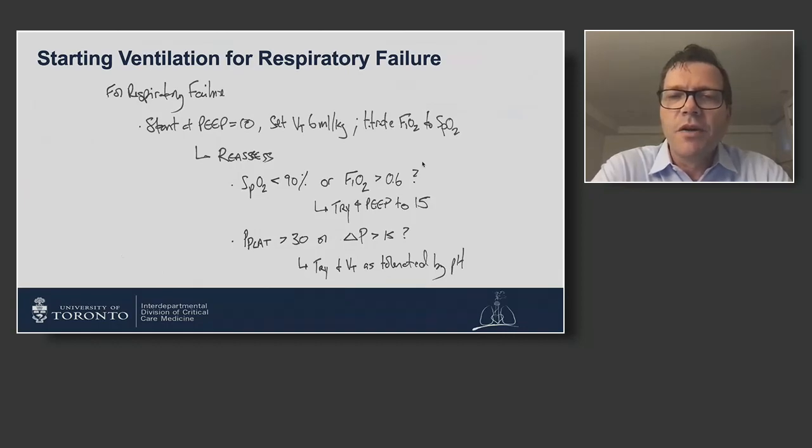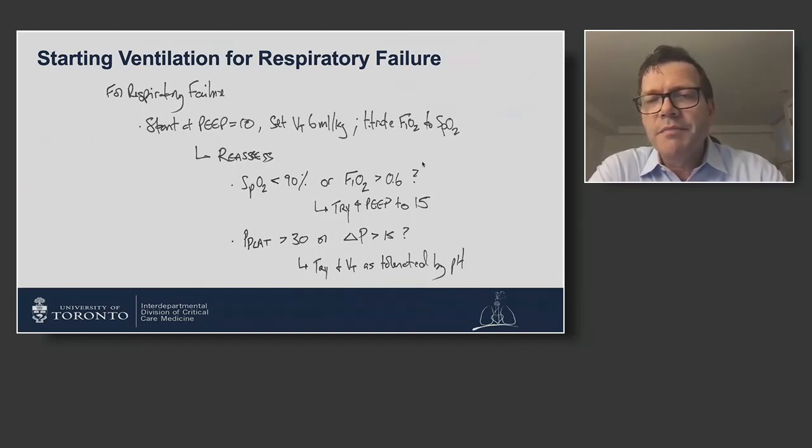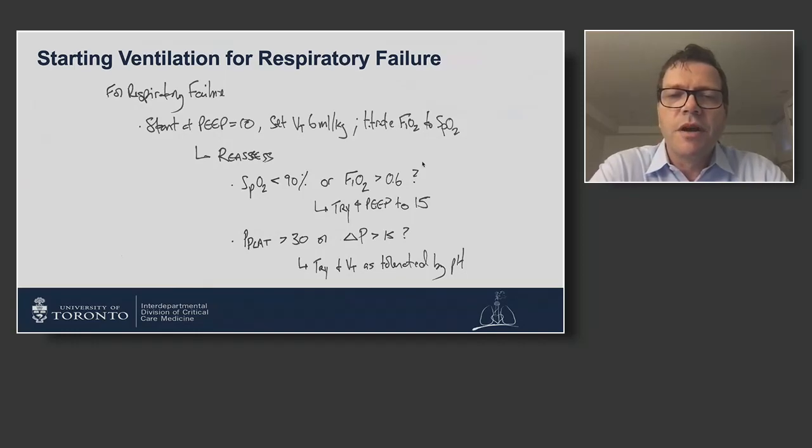Is the saturation very low or the FiO2 very high? Well, then maybe you want to try going up on the PEEP a little bit. And also check the plateau pressure and the driving pressure. If they're very high, above these thresholds, try lowering the tidal volume a little bit as tolerated by pH, to see if you can get yourself within the box of safe parameters that we want to maintain.